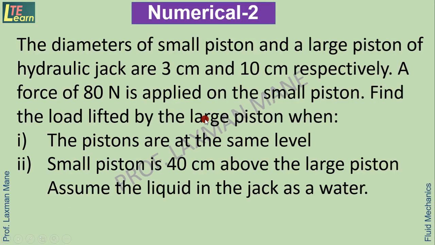Next numerical is on a hydraulic jack. Here the diameters of the small piston and large piston of a hydraulic jack are 3 cm and 10 cm respectively. A force of 80 Newton is applied on the small piston. Find the load lifted by the large piston in two cases. First, the pistons are at the same level, and second, the small piston is 40 cm above the large piston. Assume the liquid in the jack is water.